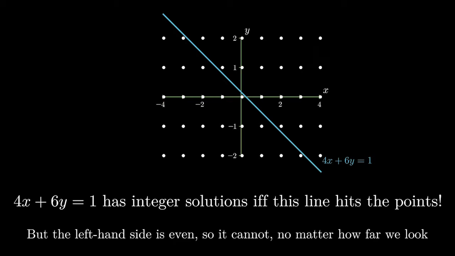But if we go back to the original equation 4x plus 6y equals 1, notice that if we plug in integers to the left-hand side, we always get an even number. So there's no way to get 1 on the right-hand side, because 1 is odd. So there is no solution. This line will not hit the lattice, no matter how far we extend it.